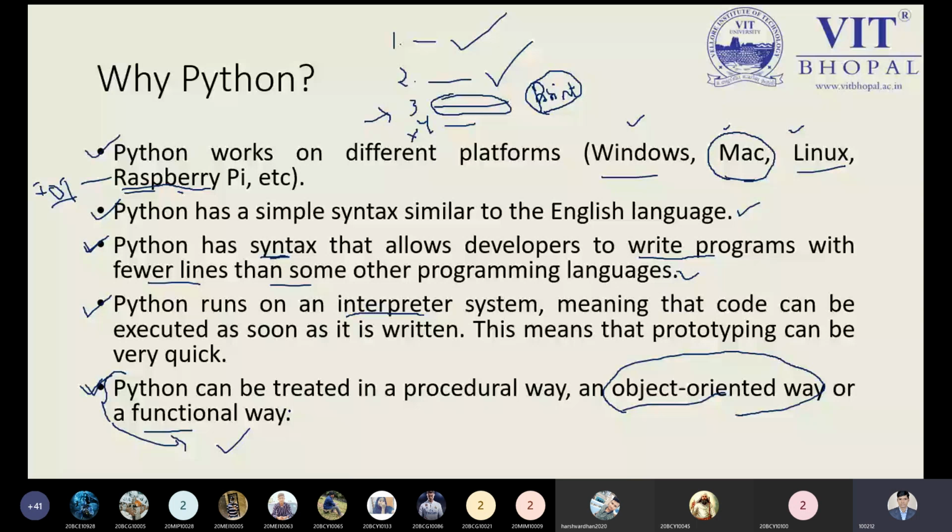Except for the last point, is it clear to all? Then shall I move ahead? Yes, sir.